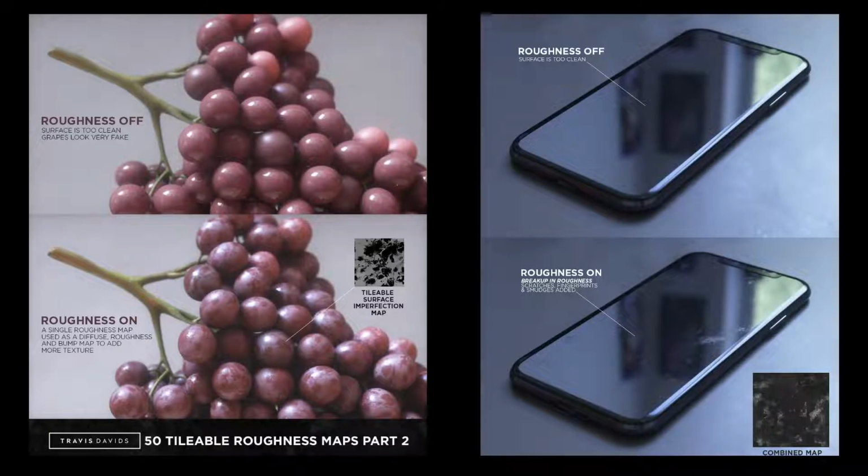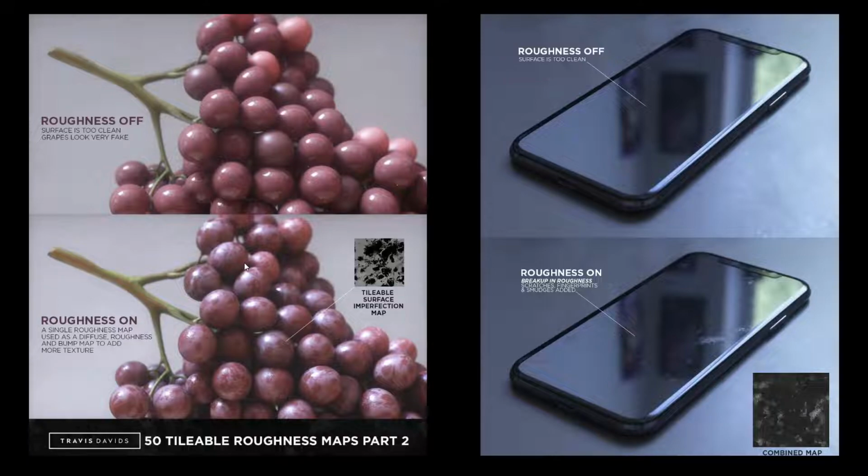And you can see by adding breakup or a texture map to our roughness, so adding variation to our roughness, we can make something look very believable or realistic compared to if we don't vary our roughness. So here on the left-hand side top, you can see these grapes have a constant roughness. So the surface looks really, really clean, which makes it look really fake.